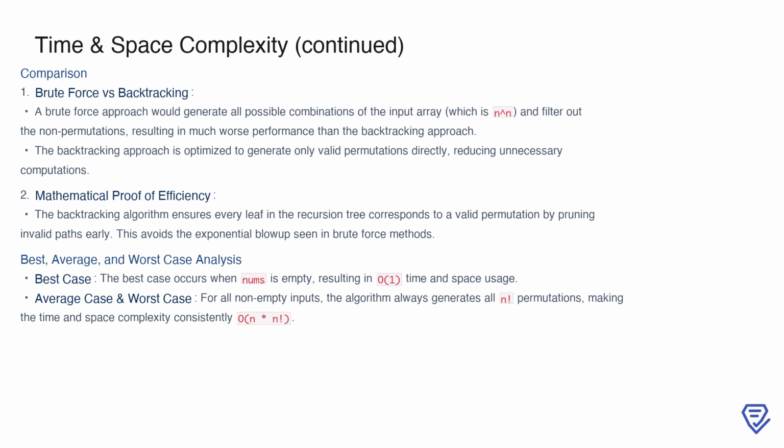For best, average, and worst-case scenarios, the algorithm's behavior remains consistent for non-empty inputs since it always generates all n! permutations. The time and space complexities, therefore, remain O(n * n!) across these cases, with the best case being O(1) when the input is empty.